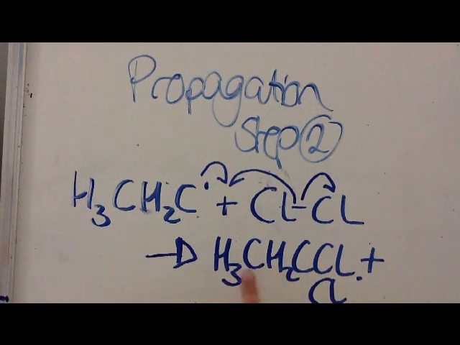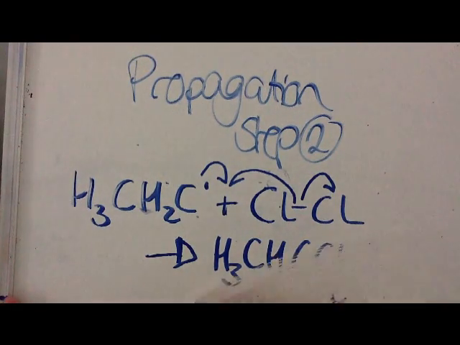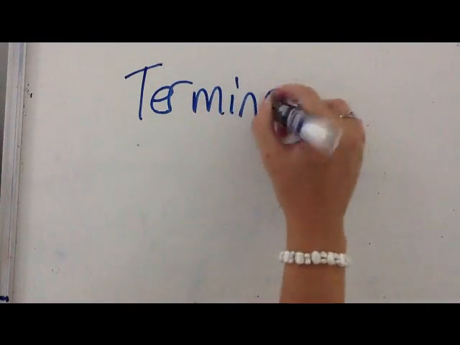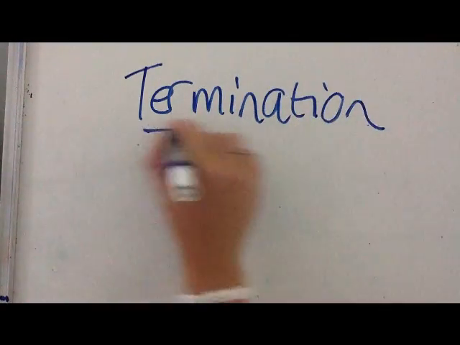This here is our product. We've got 2 carbons, 5 hydrogens, and a chlorine. But we still have this chlorine free radical over here. This means that this could carry on reacting if it wanted to, because we've still got a free radical. So that is our propagation step 2. What we need to look at now is what we can do to stop that reaction.